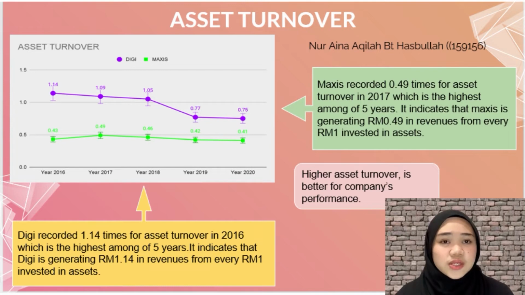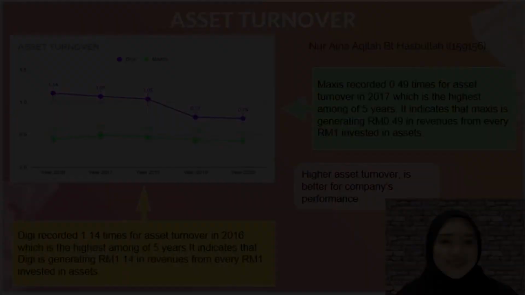As a conclusion, higher asset turnover is better for companies' performance. So, asset turnover for DG is better than Maxis.